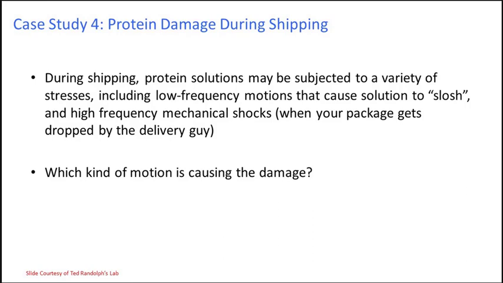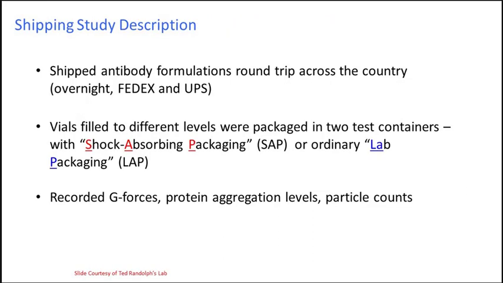But what we're going to be doing is it was noticed in a particular study that was carried out by the Randolph lab, where they were actually interested in looking at different packaging. So what they did for this particular study was they had two types of packaging, one that they call the shock absorbing packaging and the other they call the lab packaging. So the shock absorbing packaging was a fancy packaging that was supposed to minimize impact of abuses in shipping.